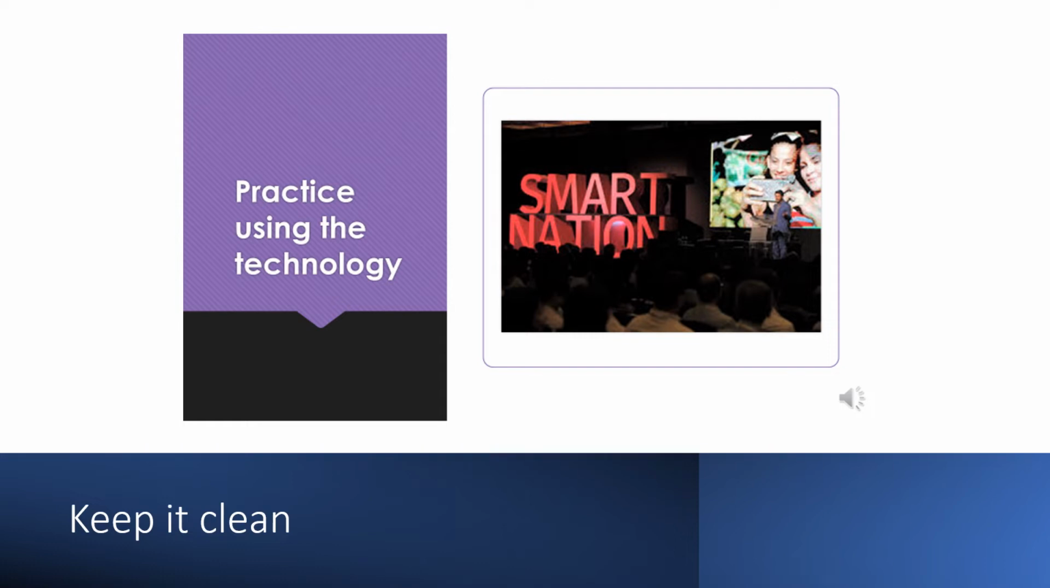I would encourage you to keep it clean. I'm not talking about the language, I'm talking clearly about keeping it uncluttered. Keep it clean, keep it simple, emphasize the narrative that you're going to be adding to it.